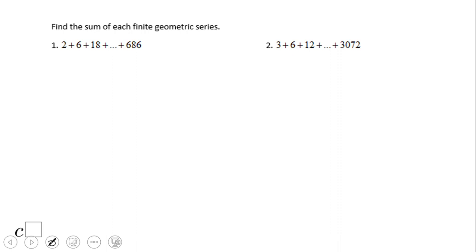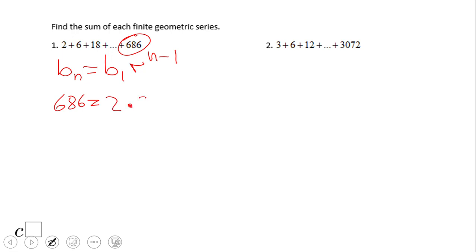So, let's take a look at this one. First of all, we need to find how many terms we have in the geometric series. So we're going to use this formula. We discussed this one in a previous video clip. Here B sub n is 686, the last term in this geometric series. B1 is 2. The common ratio is 3, is the way we generate the sequence, and n minus 1.